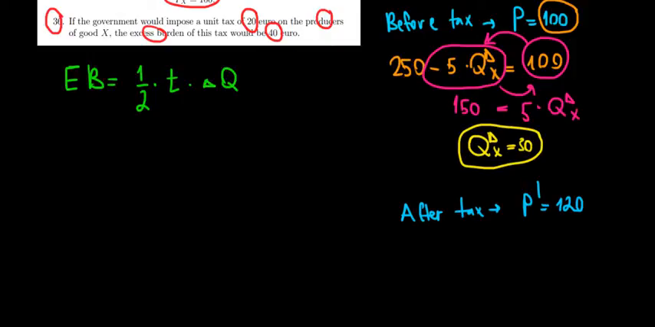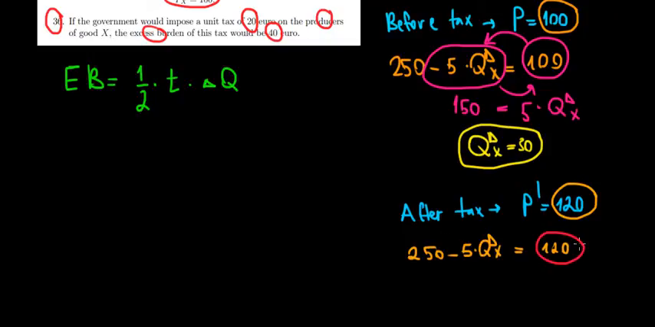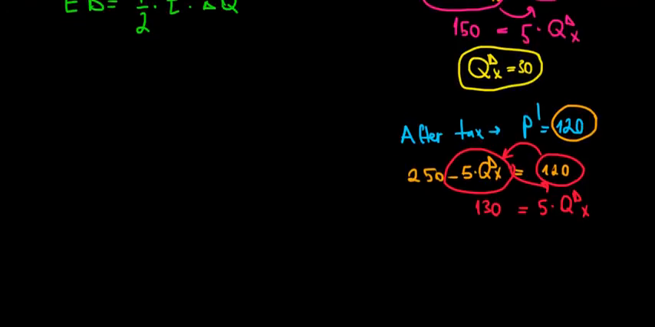And we'll use the same logic. We use our price from the demand function, which is 250 minus 5 times the quantity demanded of X equals the new price after tax, which is 120 euros. Okay, now what would that be? If we solve the math, 250 minus 120 is equal to 130 equals 5 times the quantity demanded of X. So we take that to the other side. What would be the quantity demanded of X? In this case, it would be equal to 26 units.